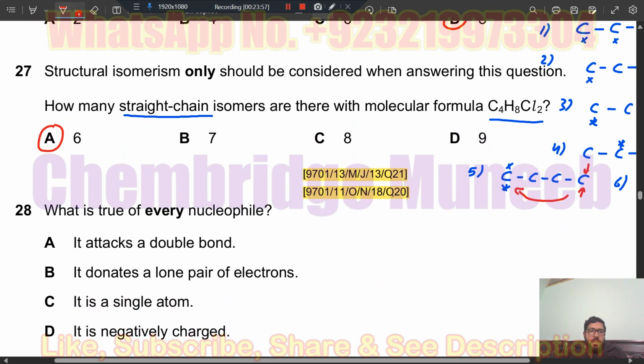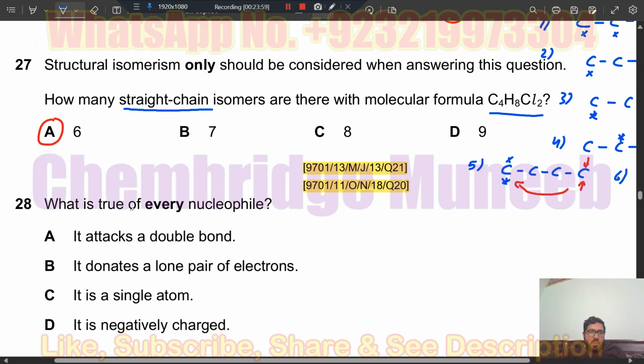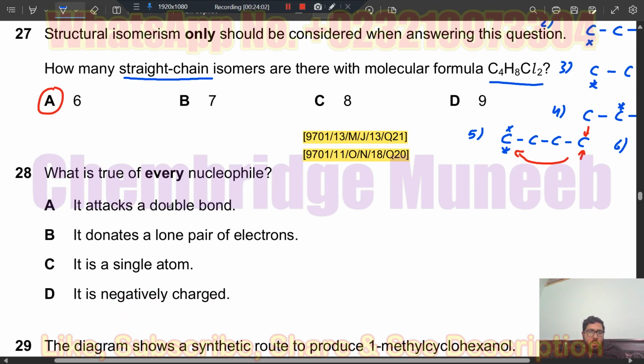Now question number 28. What is true of every nucleophile? We know that a nucleophile contains a lone pair of electrons to attack. So there is only one option. It cannot always be a single atom, since it can be a molecule like OH negative. It cannot be the double bond. It cannot be negative charges. Ammonia is also a nucleophile without a negative charge on it. So these are not the correct options.